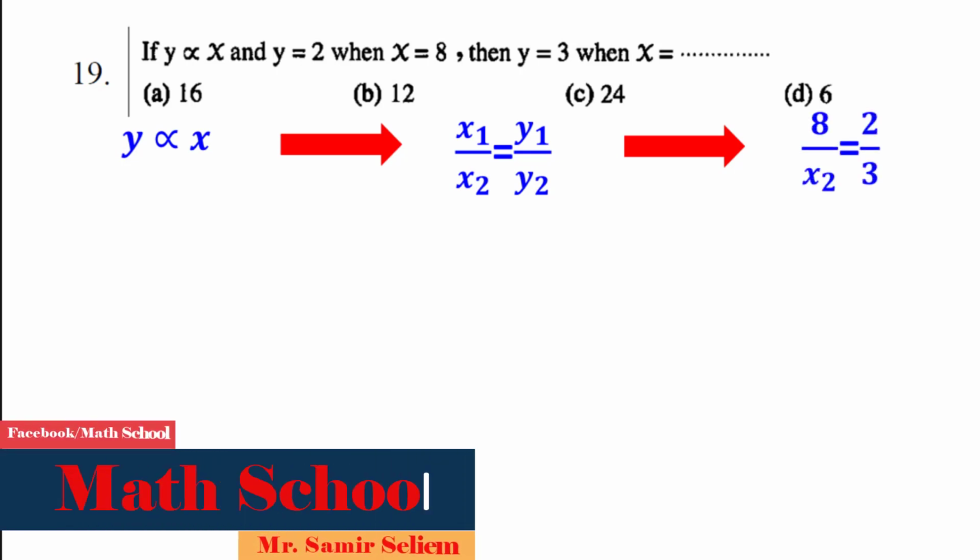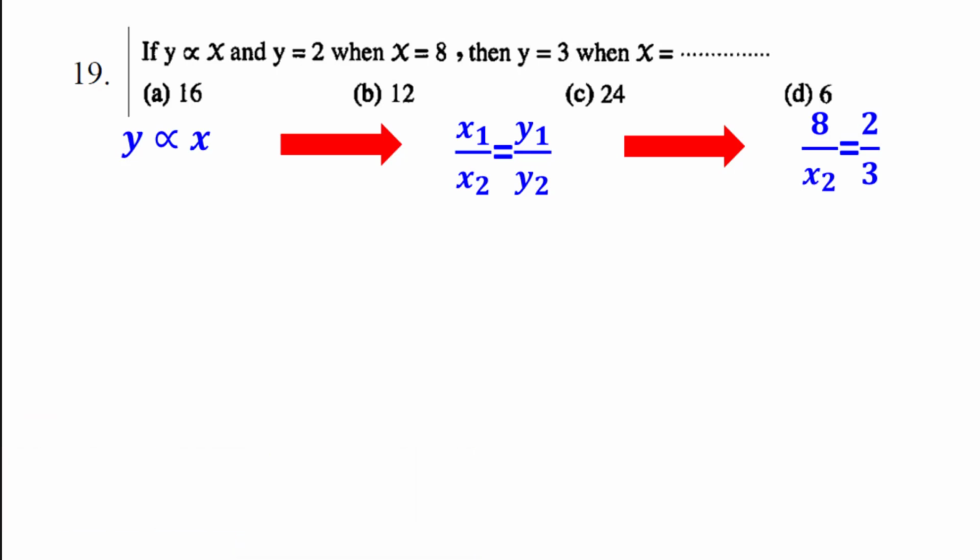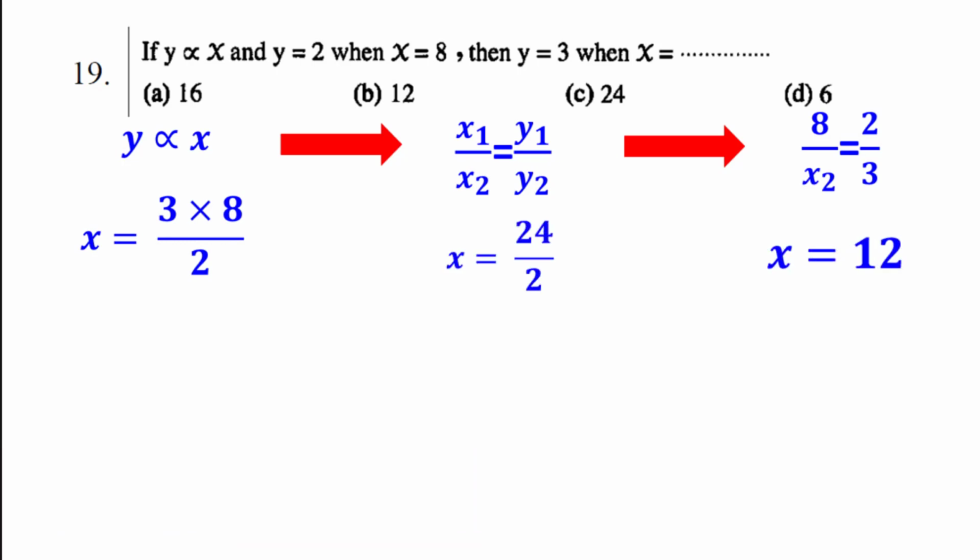We can write 8 over x sub 2 equals 2 over 3. By using cross products, x sub 2 equals 3 times 8 divided by 2. 3 times 8 equals 24. 24 divided by 2, guys, equals 12. So the value of x equals 12.